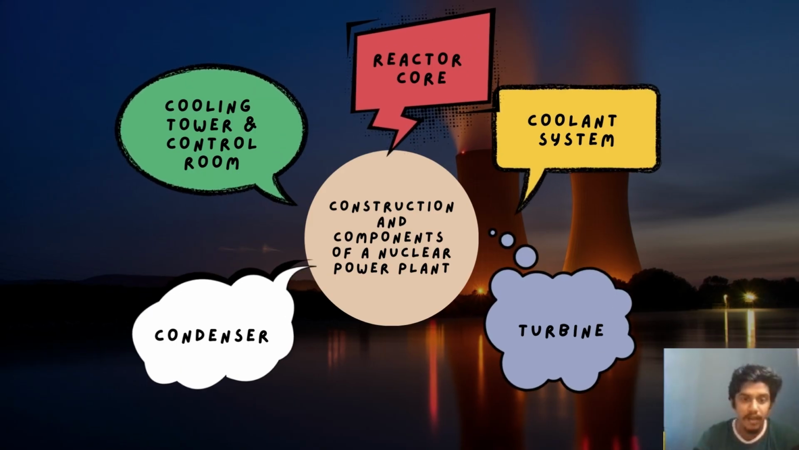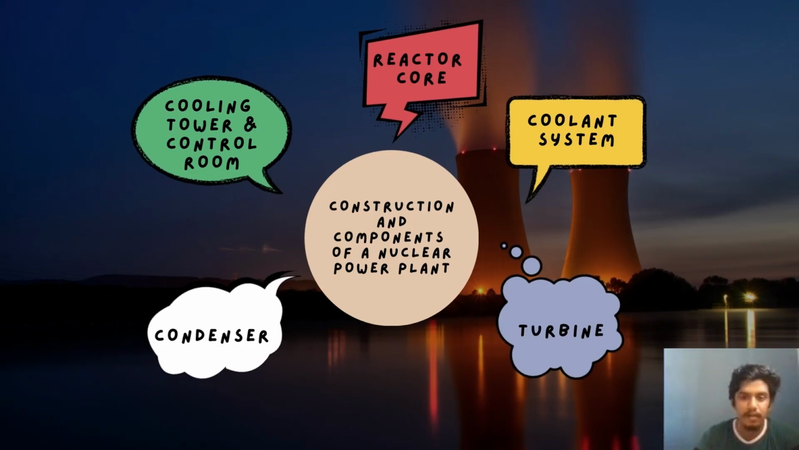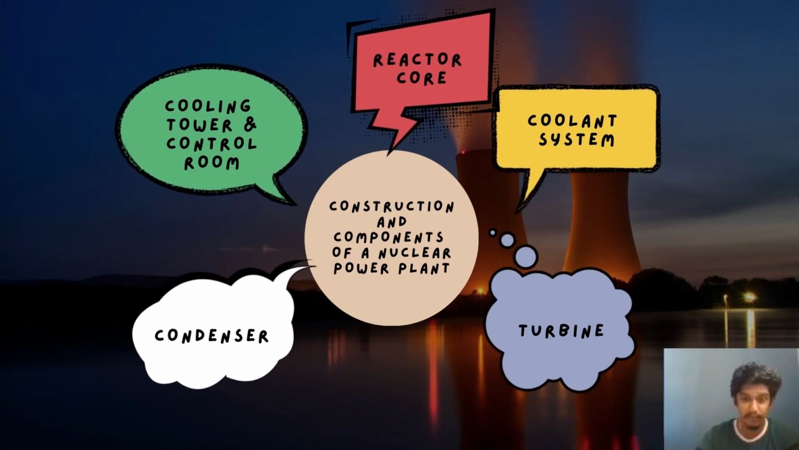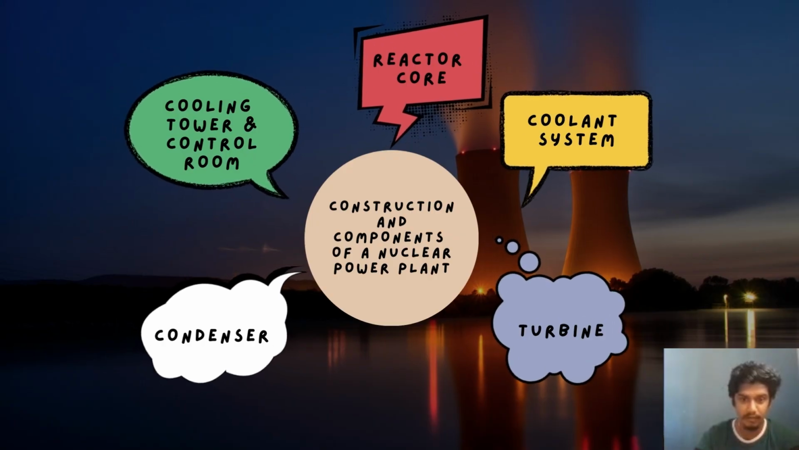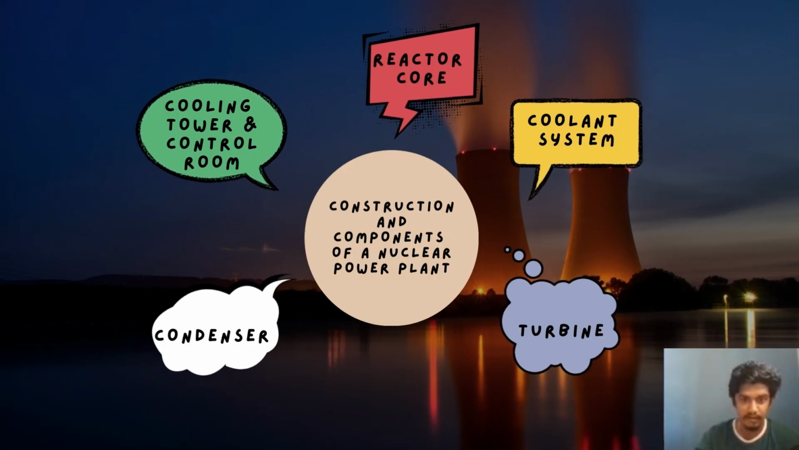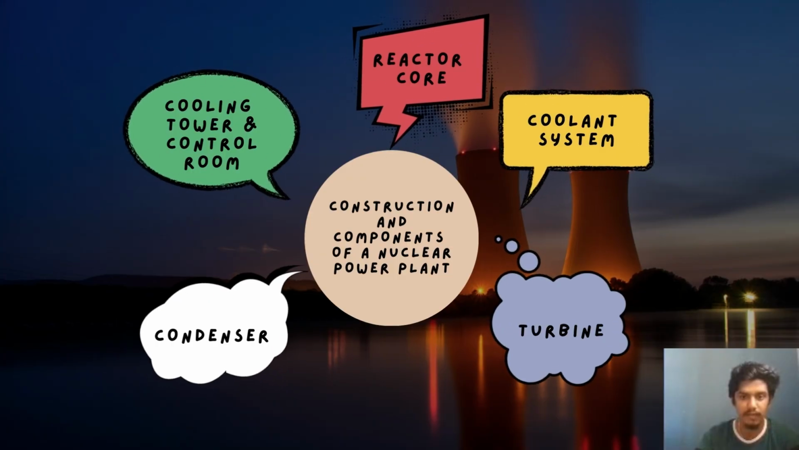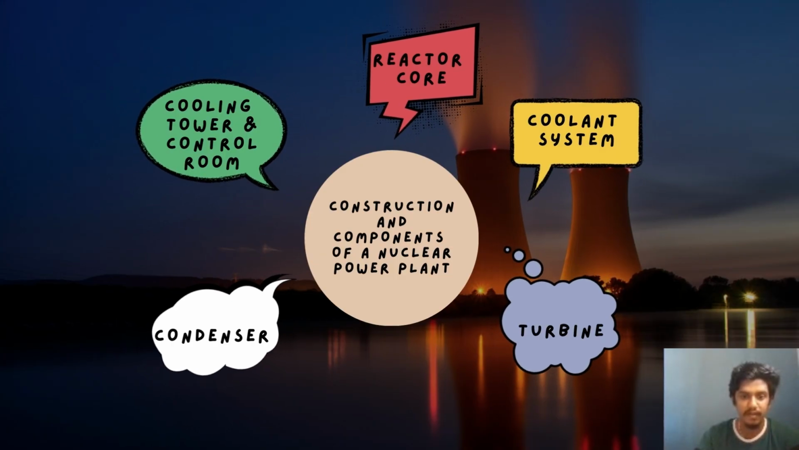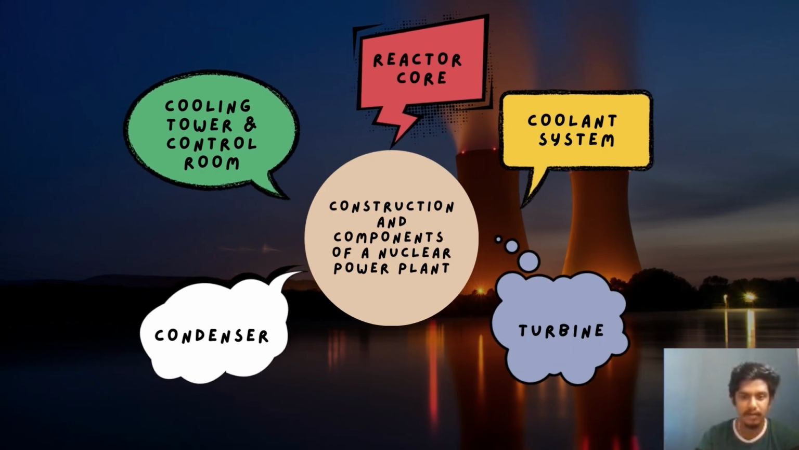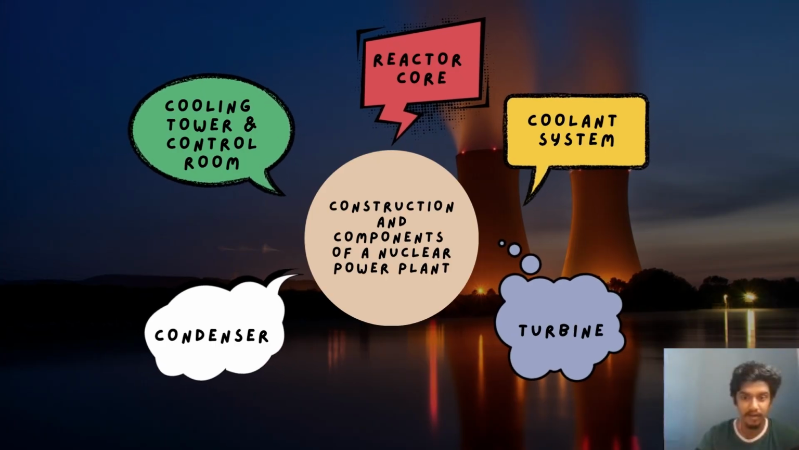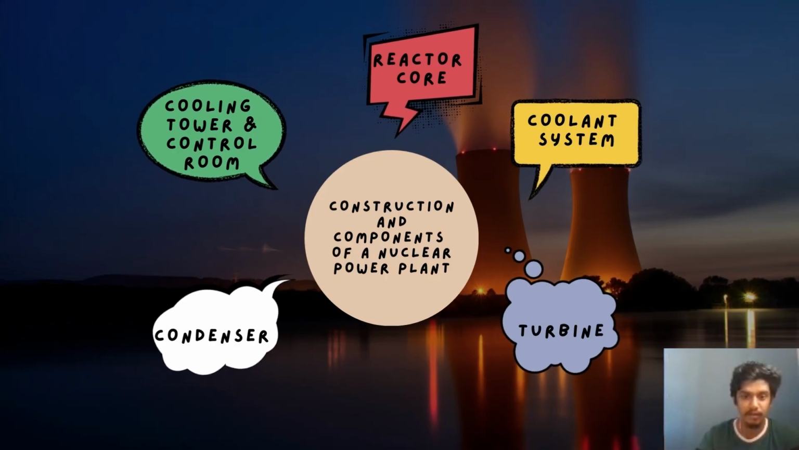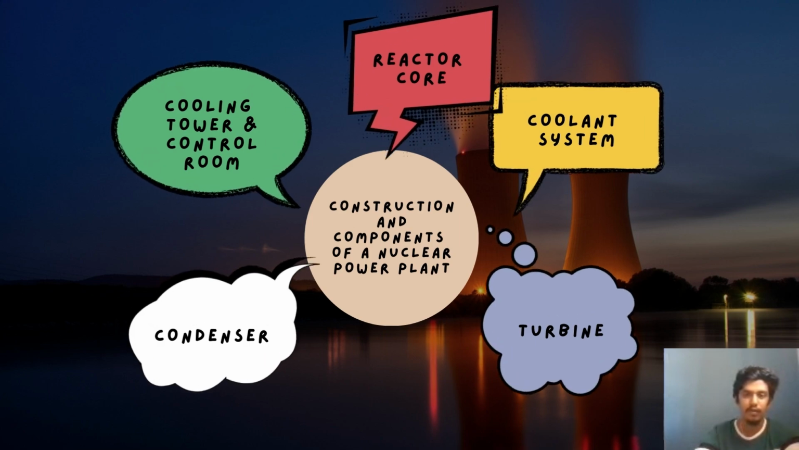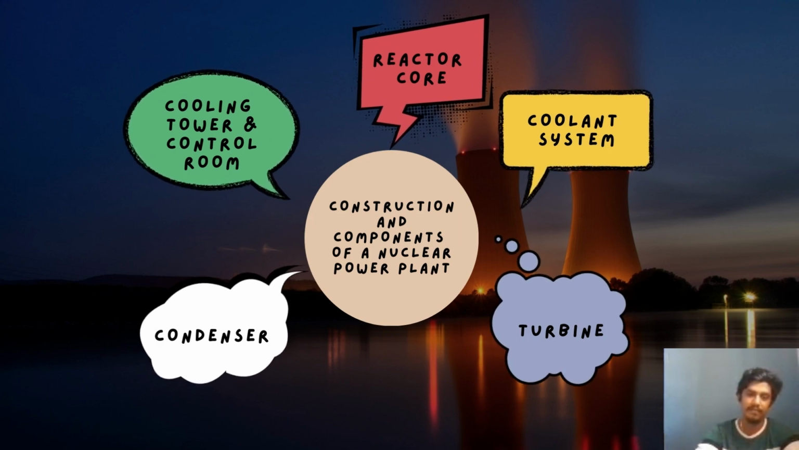Construction and components. A nuclear plant is built with a strong reactor building that safely contains the reactor. Inside it, the reactor core holds the uranium fuel rods and control rods to control the fission process. The coolant system carries heavy heat away from the reactor to produce steam. The steam is sent to the turbine, which spins the generator to produce electricity. After that, the steam is cooled in a condenser and turned back into water. The plant also includes cooling towers and a control room to monitor all operations.